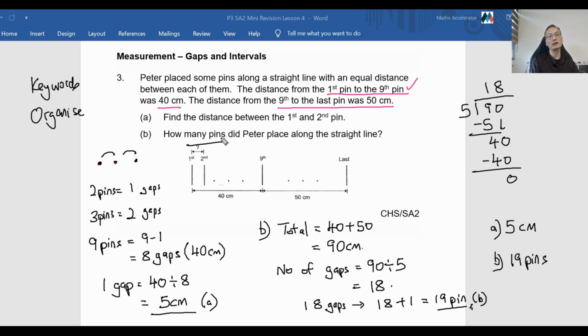Next, we need to find how many pins did Peter place along the straight line. So the total distance is 90 cm. So we will find the number of gaps. So we take 90 divided by 5, we get 18. So 18 gaps, 18 plus 1, then we arrive at 19 pins.